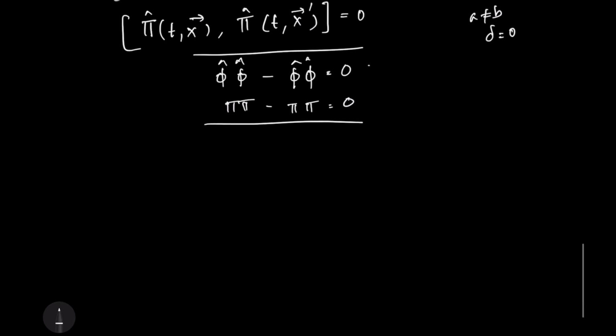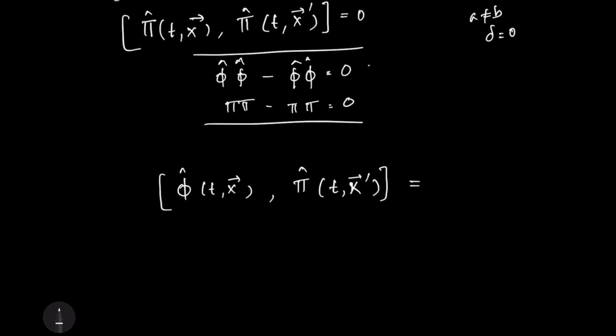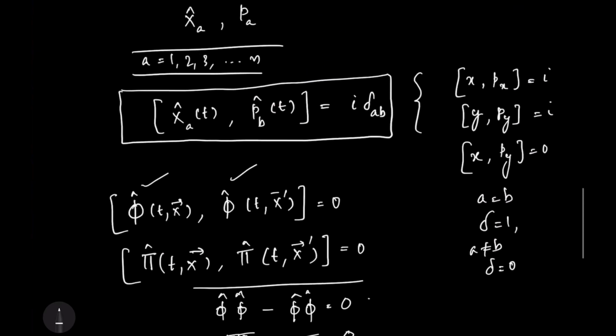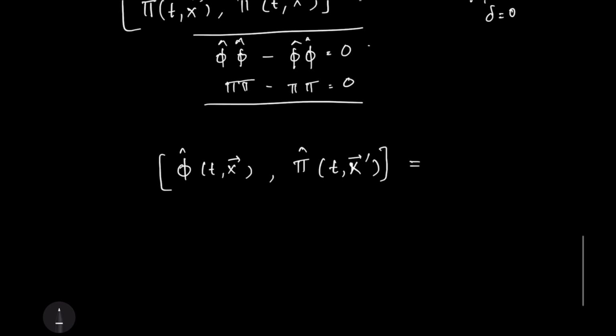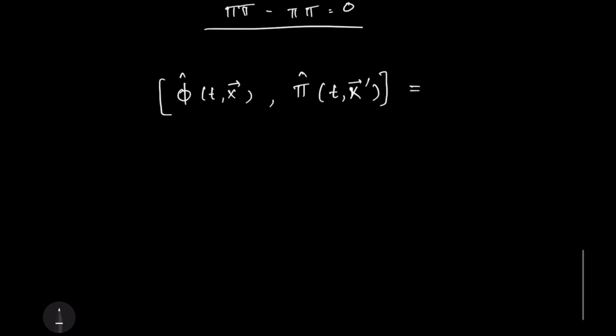But we don't know what the commutator of phi and pi is. So how do you deduce this one? All you know is that the commutation of X_A and P_B will give you i delta_AB, right? So the analog here is phi cap and pi cap. So what is this?